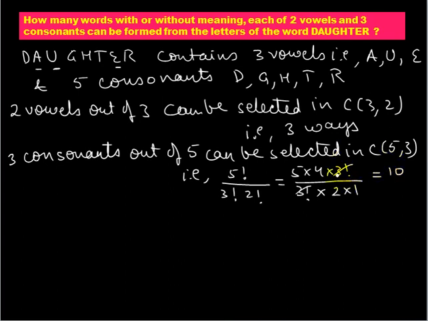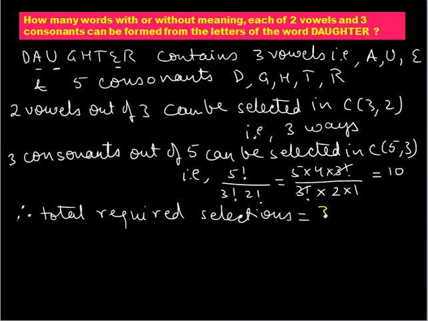Now when this selection is being done, you are having 5 letters. Now because the question says how many words, so even if 2 letters in these 5 letters get interchanged, we get a new arrangement. So not only selection will do the work, we need to arrange them to obtain a word. So therefore, total required selections till now is equal to 3 into 10, which is equal to 30. Fine.